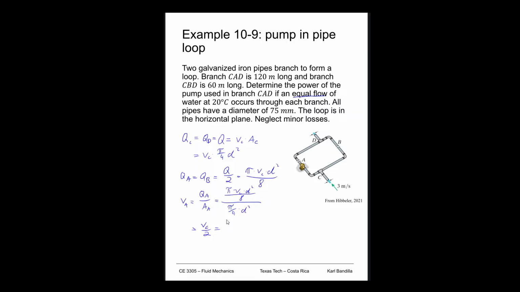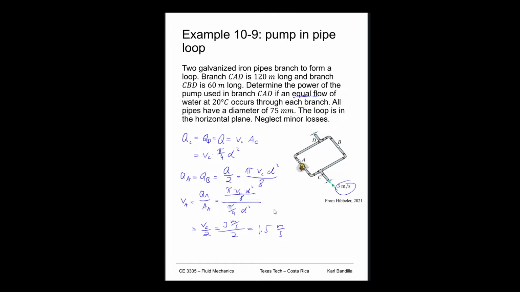So where do we have it? 3 meters per second here in the picture. 3 meters per second divided by 2 is equal to 1.5 meters per second. So that would be our velocity.